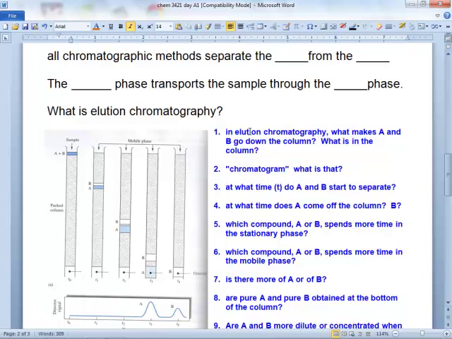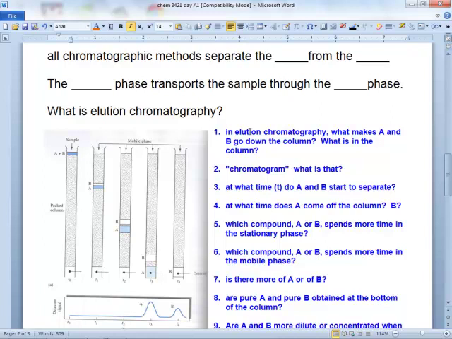So in elution chromatography, what makes A and B go down the column? Kat, what makes A and B go down the column? Yeah, the mobile phase. In this case, you could also say gravity maybe, but gravity's not going to be good enough if you don't have the mobile phase. The gravity's definitely pulling that mobile phase down. It's very different than what we did here with this. This was capillary action. But in both cases, the answer is the mobile phase. It's always mobile phase.